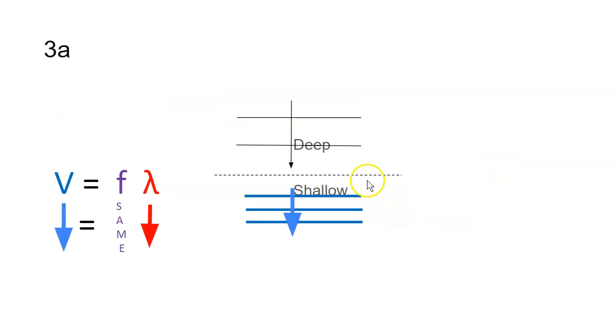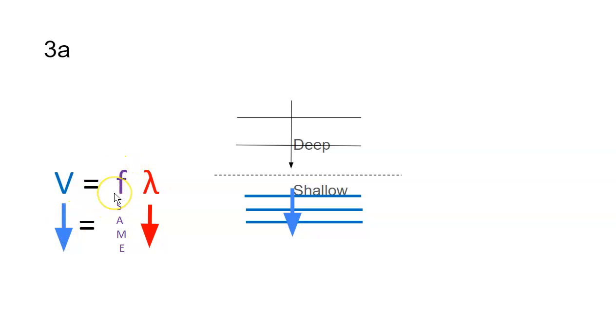So now if we diagram here, this is deep water and this is shallow water. Remember, shallow means slow. So as the wave enters this new shallow medium, it's going to slow down. So the velocity goes down.